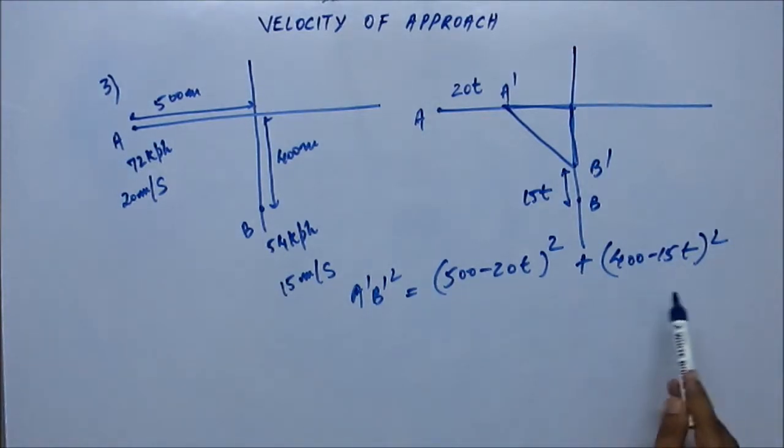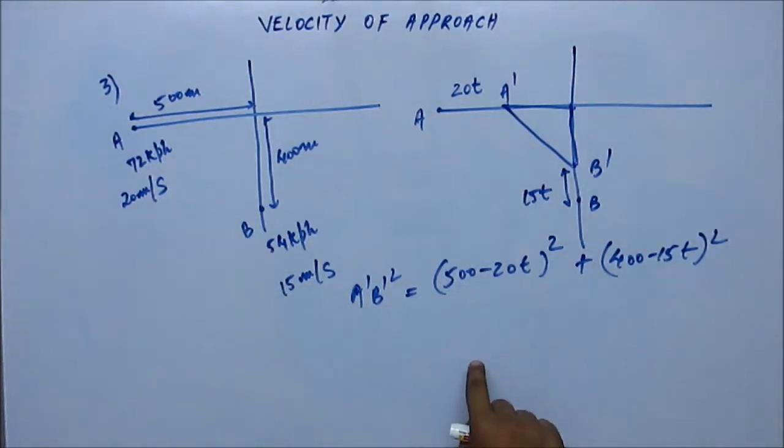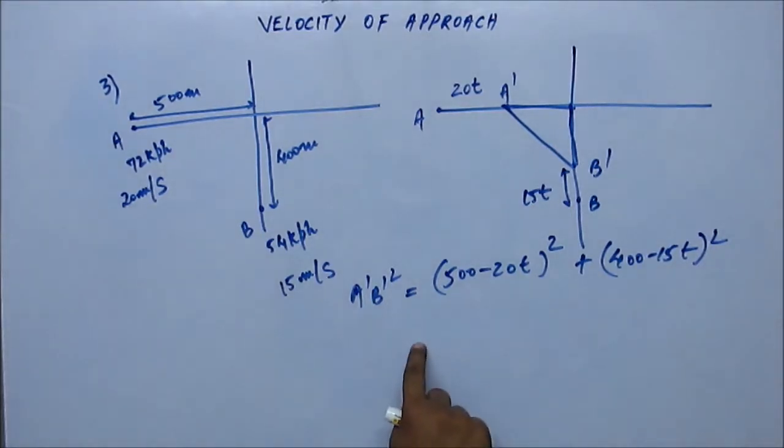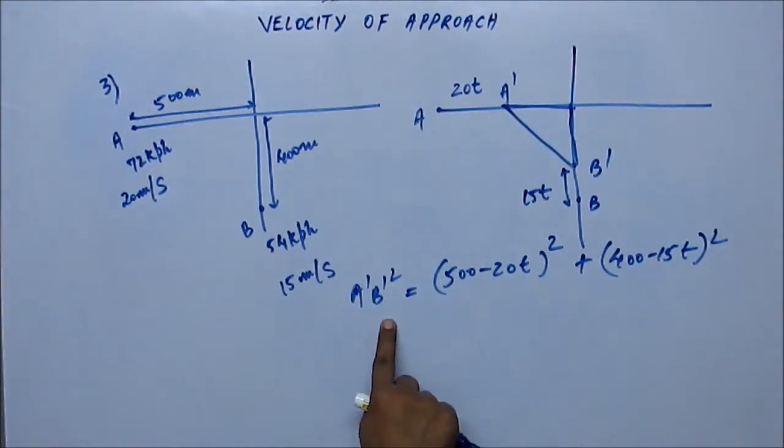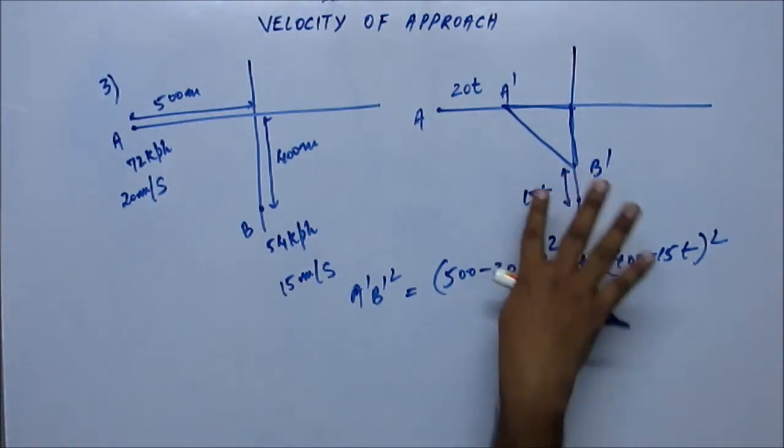So you have to differentiate this, and you have to equate the differential to 0, and that particular time you will get from equating the differential to 0. At that particular time you will get the maximum or minimum value of A dash B dash. Okay, but we want the minimum value of A dash B dash.